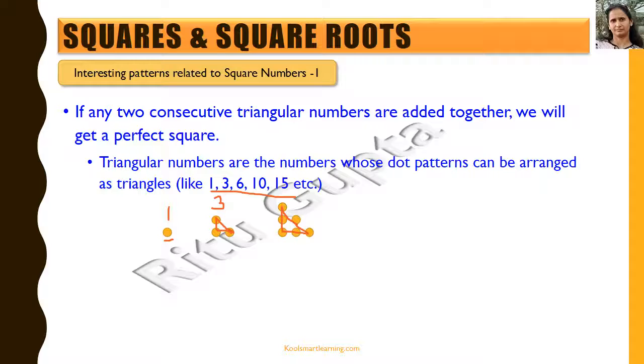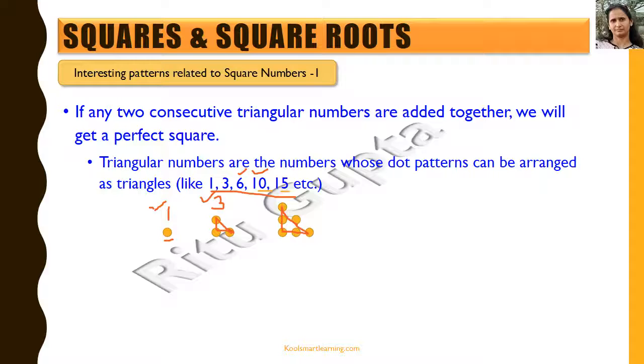Now if you add consecutive triangular numbers, for example if we add 1 and 3, we get 4, which is a perfect square. If we add 6 and 10, we get 16, which is again a perfect square. If we add 10 and 15, we get 25, which is again a perfect square.